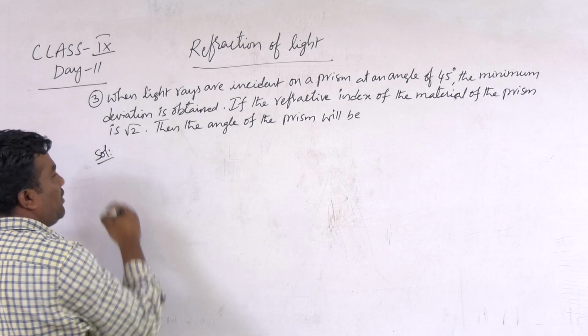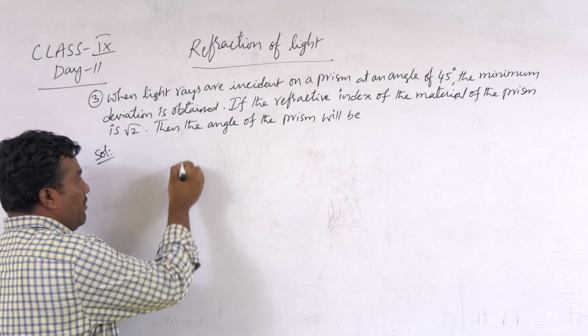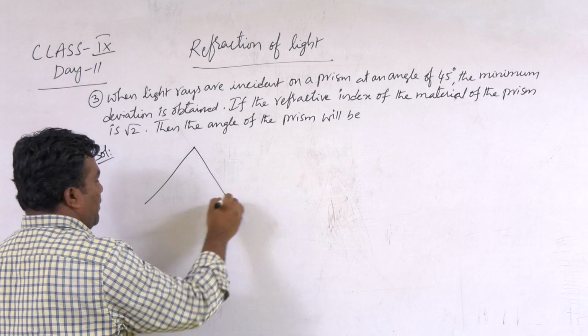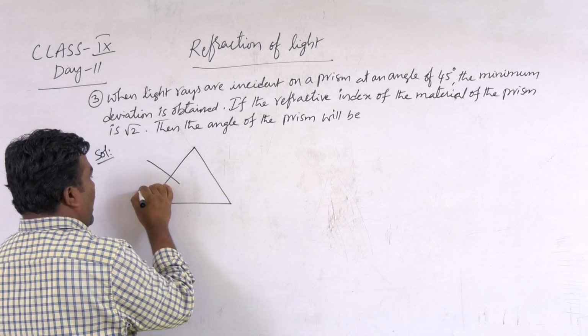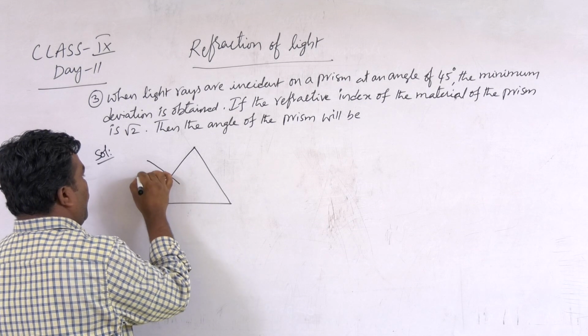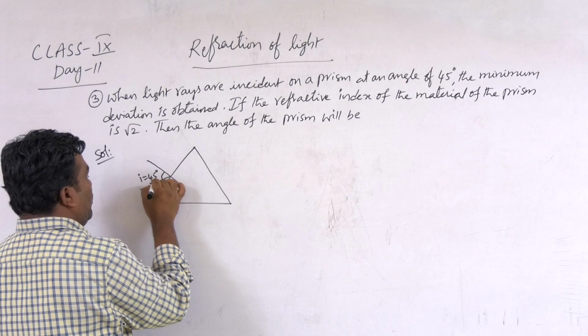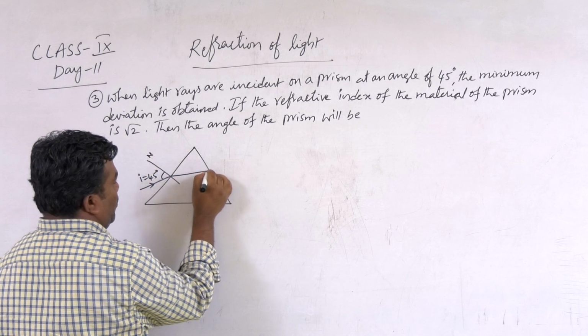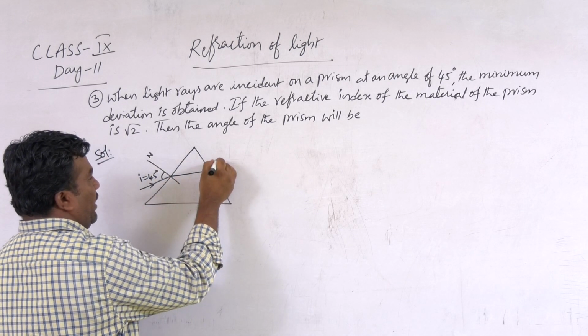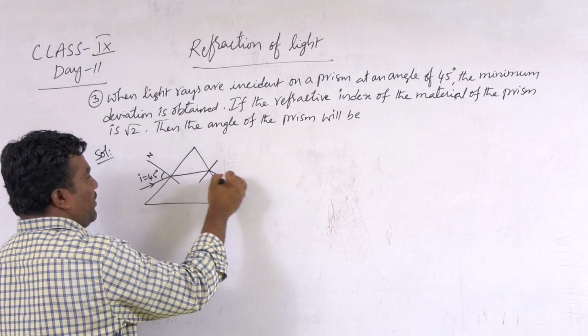So here it is, we take the minimum deviation. Minimum deviation means this is taking the prism. This is the normal. The angle of incidence is how much? I equal to 45 degrees. So it is towards the normal, and again I am writing here, away from the prism.